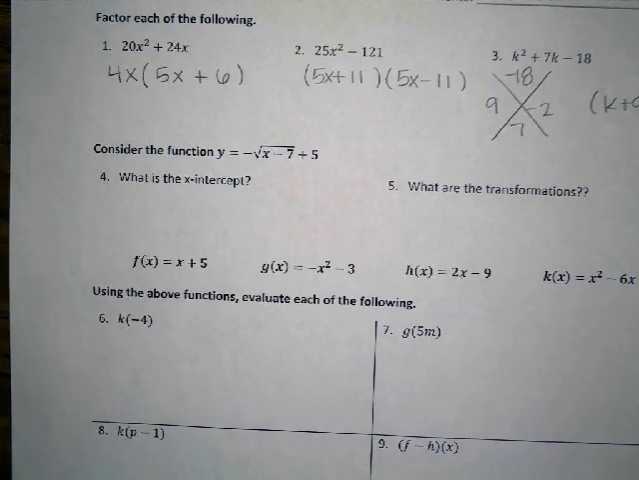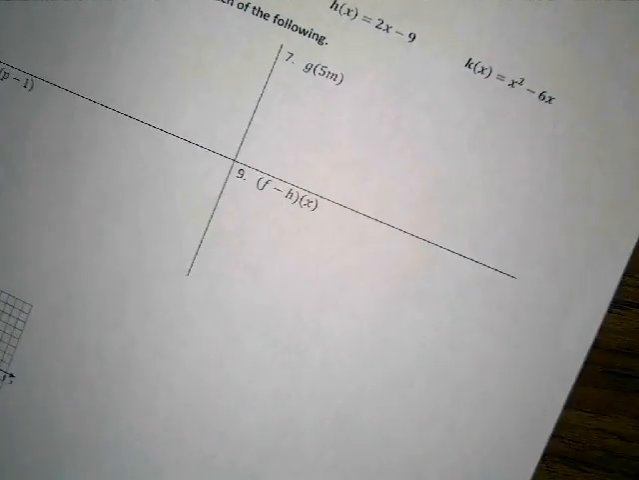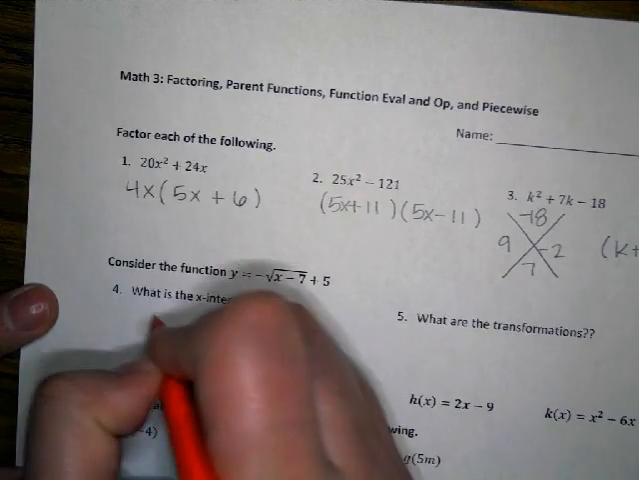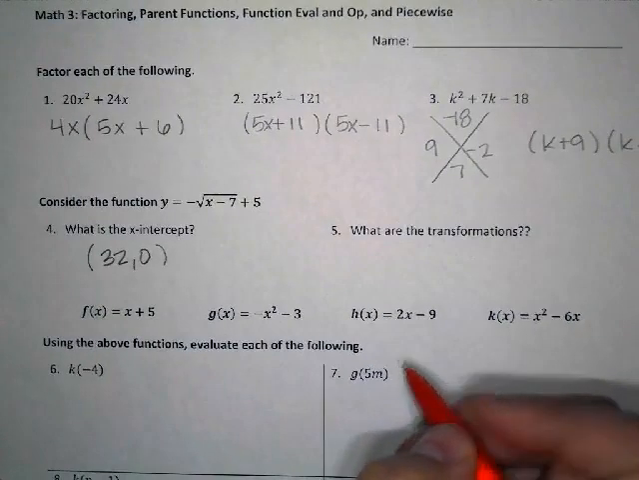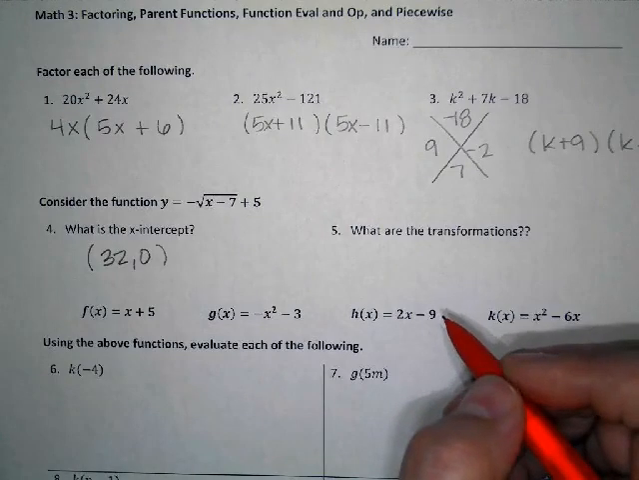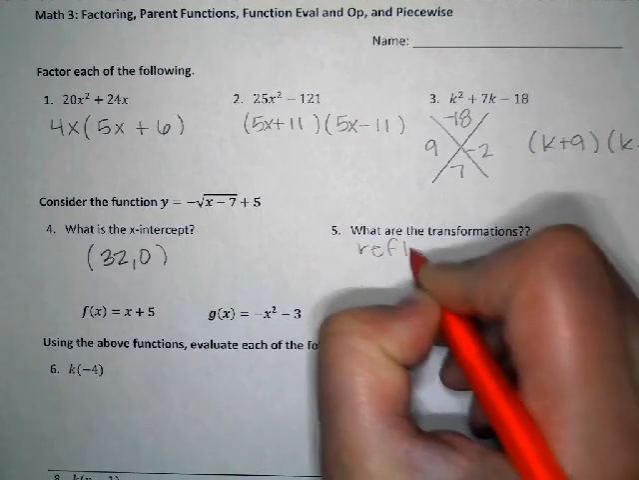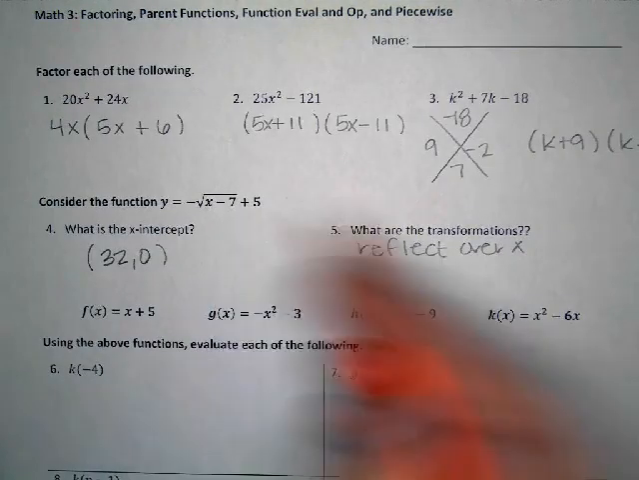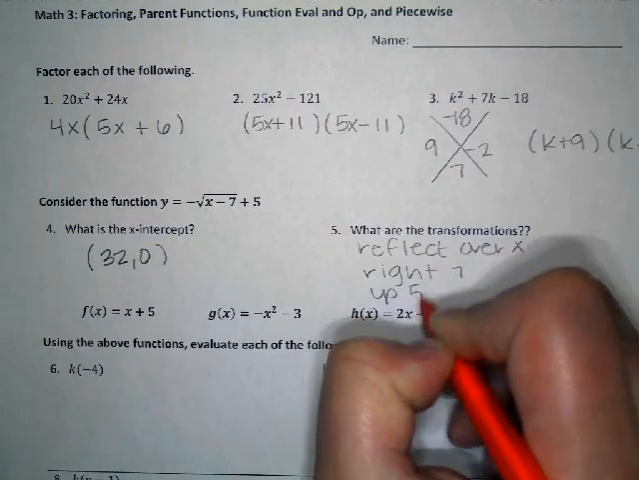So take the function, find the x-intercept. So we're going to graph it on Desmos. The x-intercept is all the way over here at 32. So 32, 0 is what you should have for the x-intercept. What are the transformations? Okay, so reflect over the x-axis because of that negative in the front. What else did you say? Okay. Right 7, up 5. Okay.